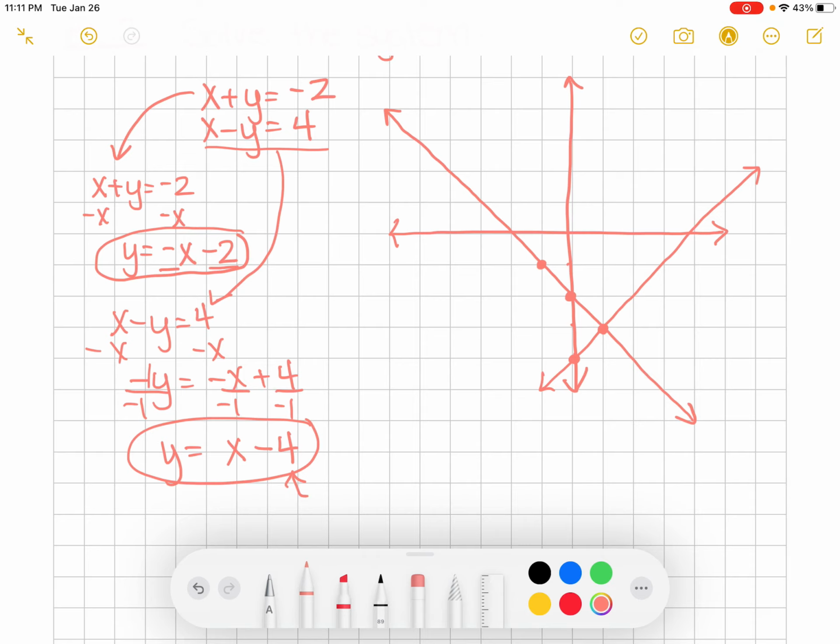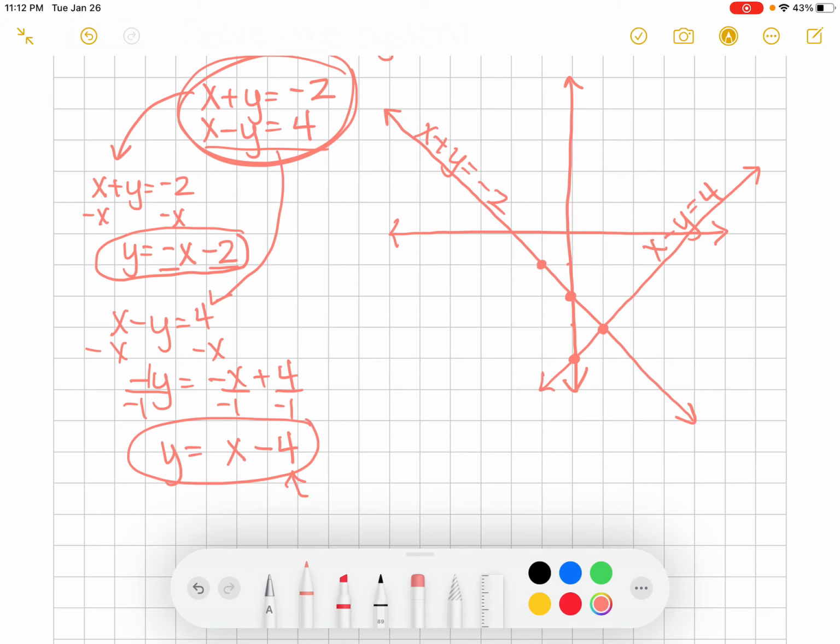So I should have labeled this one. This one was x plus y equals negative 2. And now this one was x minus y equals 4. Remember, you always label with the first equations, right? Not what you changed it into.